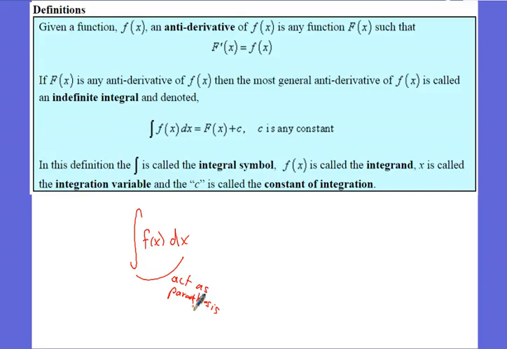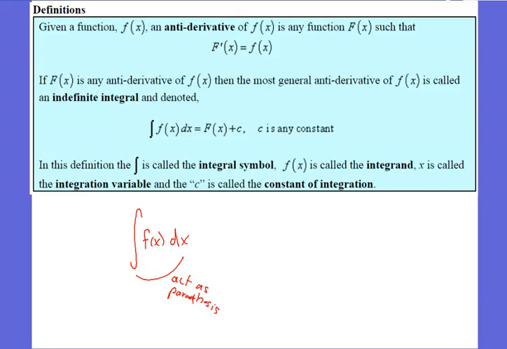And then, of course, we talked about this earlier. I have to add that C. That stands for my constant of integration, meaning that there was a number there, but when I took the derivative, it went away. I just don't really know what that number was, okay? Any questions so far? All right.